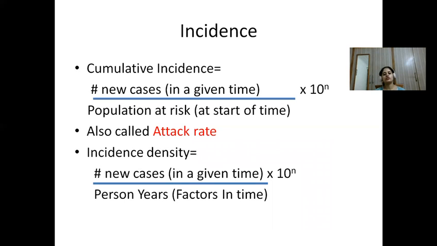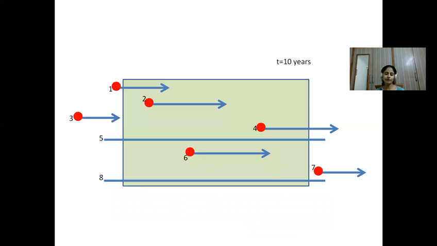Another term that is used is called incidence density. That is, the numerator remains the same, number of new cases in a given period of time divided by person years in the same period of time. So here the time factor is included in the denominator as well. And this is again multiplied by a multiplier. So if represented pictorially, this square represents the time frame. The red dots represent the onset of the disease. The arrowheads represent mortality due to the disease or death.